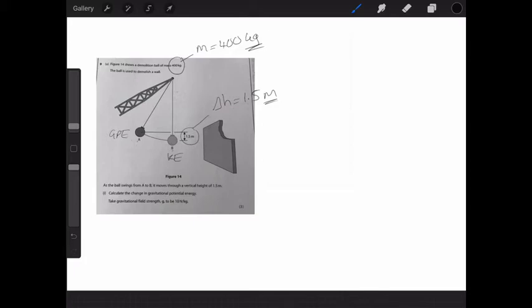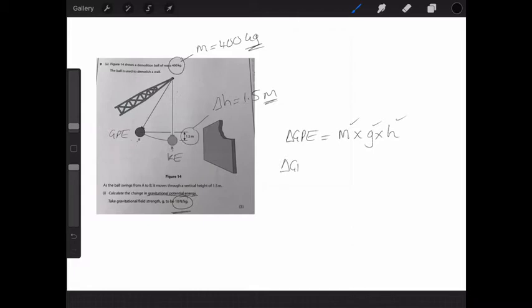We're being asked to calculate the change in gravitational potential energy. So we need to recall the equation. Gravitational potential energy is all to do with mass times by the gravitational field strength times the height. We know the mass, we know the height, and down here we're told that we need to take g as 10, so we know that too.